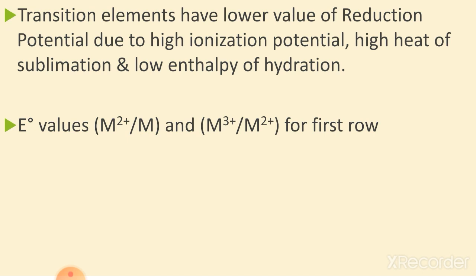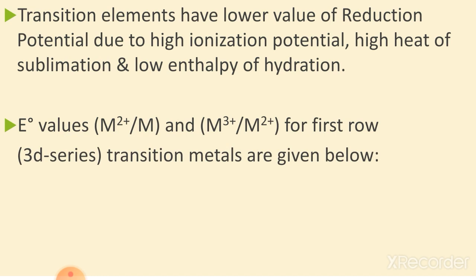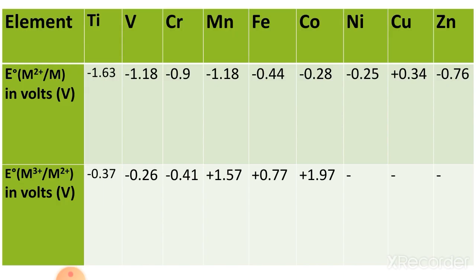Now dear students, note down some more points: the E naught values of M2 plus oblique M and M3 plus oblique M2 plus of first row transition elements, that is the 3d series, are given below. Look at the table. This table contains elements of the 3d series except scandium, because scandium basically belongs to the plus 3 state. So that's why scandium is left out here.